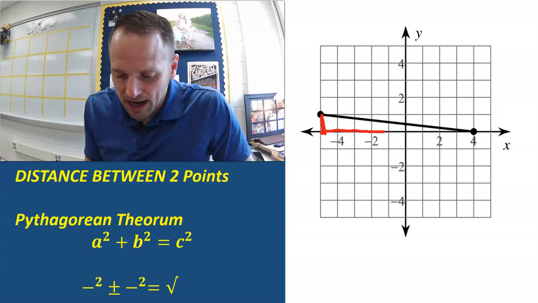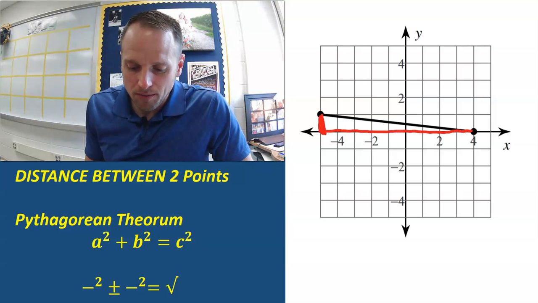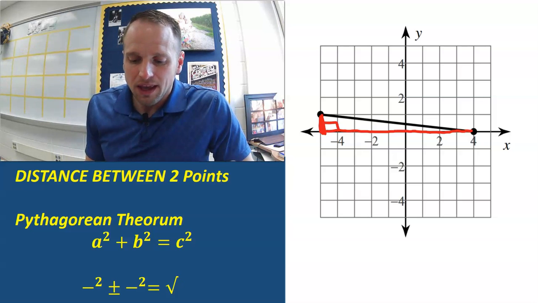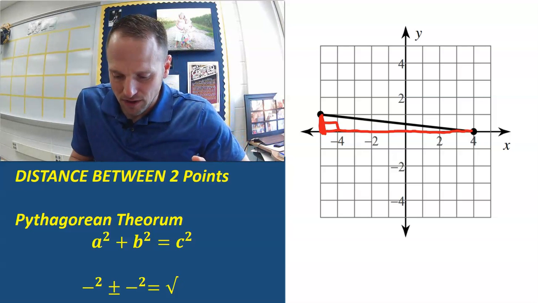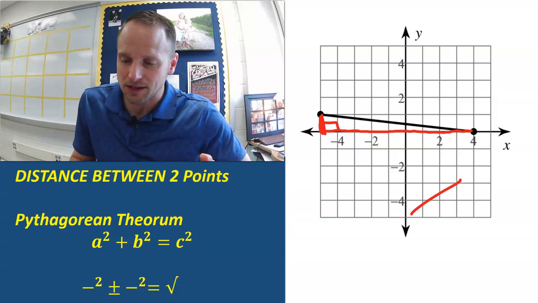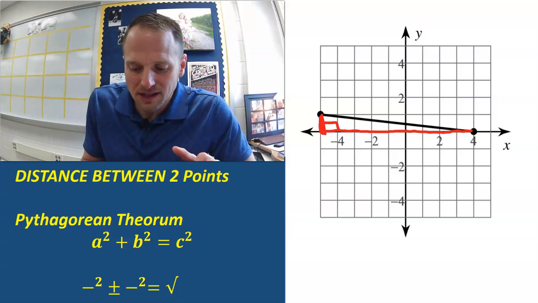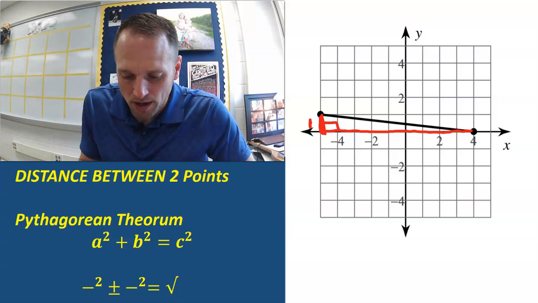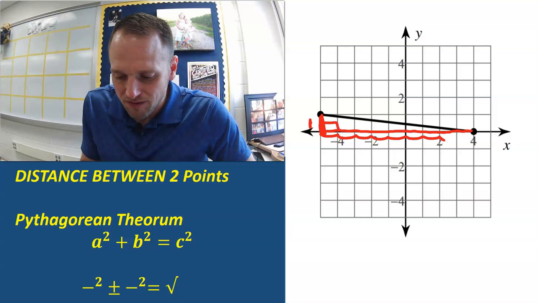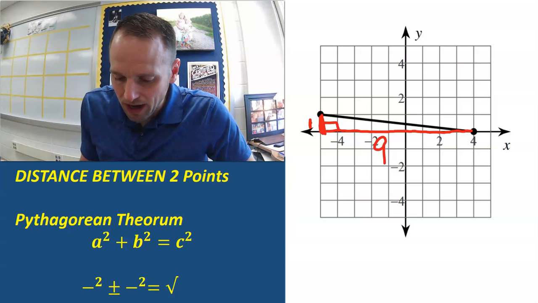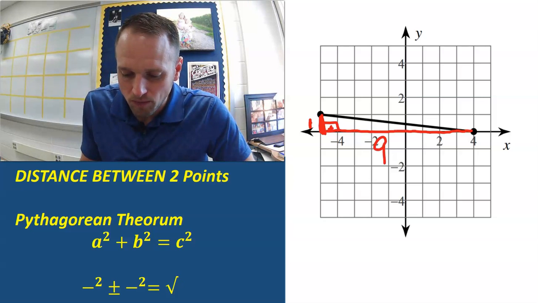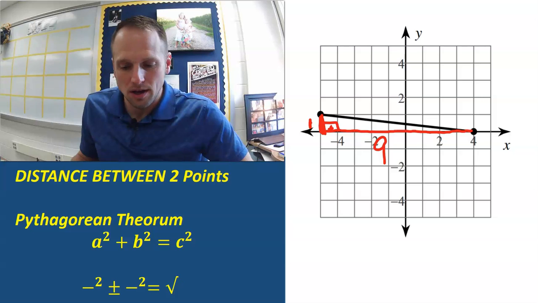And notice how I'm at least attempting to draw my right triangle exactly on the lines of this graph. So I'm not taking any shortcuts. I'm not going across a graph like that. I'm staying right on those lines. Now let's see what those are. This side is 1. How long is this? 3, 4, 5, 6, 7, 8, 9. This side is 9.